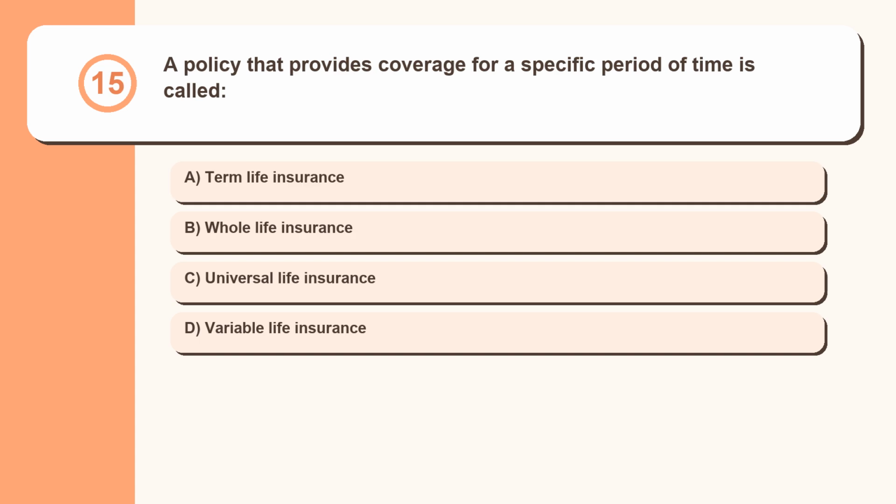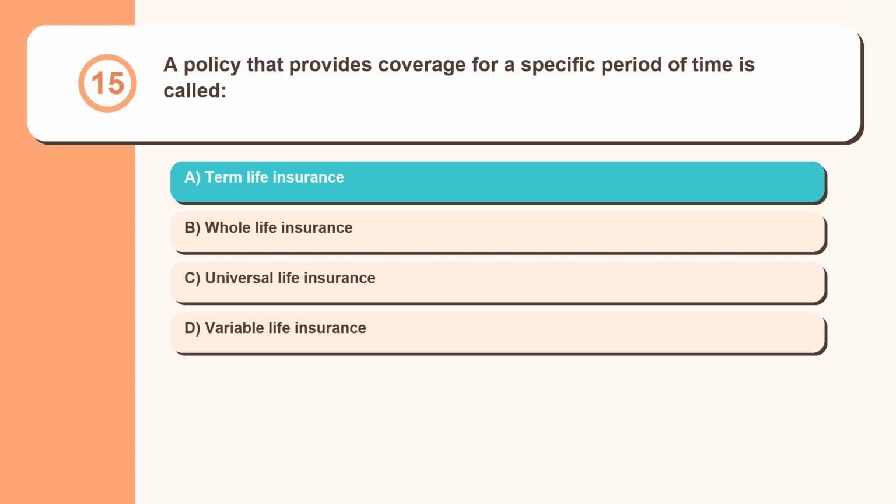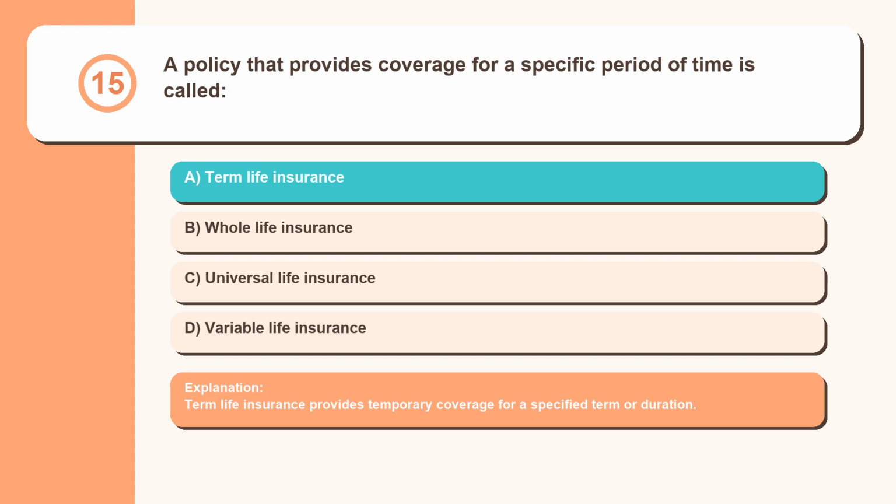Question 15. A policy that provides coverage for a specific period of time is called term life insurance, whole life insurance, universal life insurance, variable life insurance. Term life insurance provides temporary coverage for a specified term or duration.